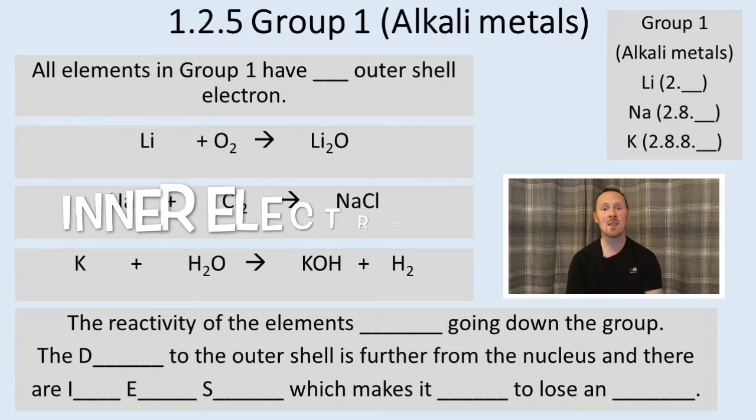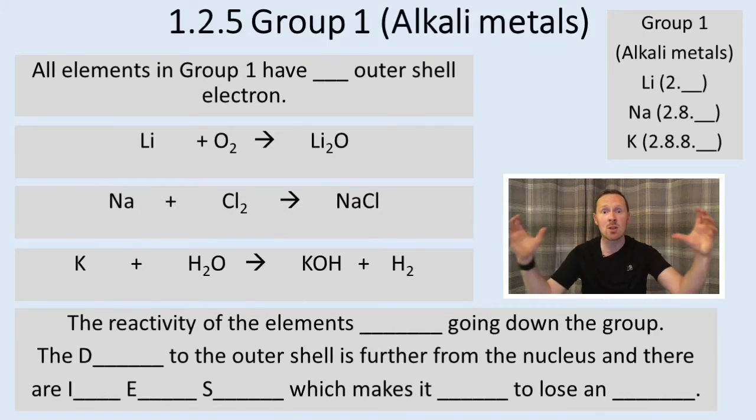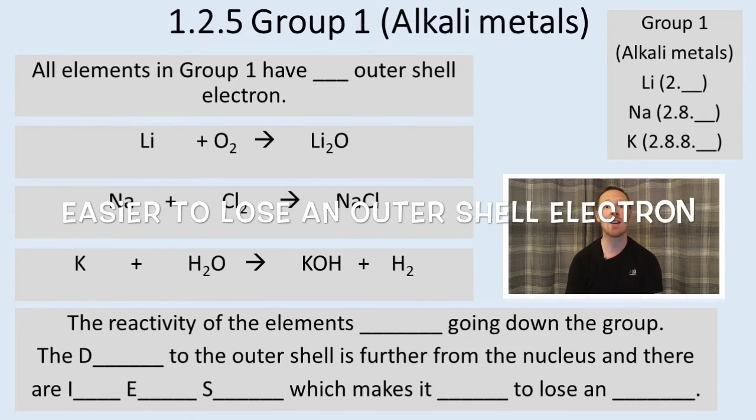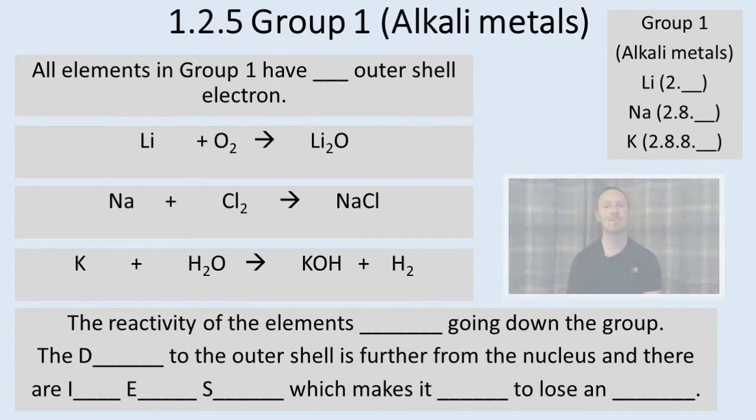The other thing is this: there's inner electron shielding. So the IES stands for inner electron shielding, which stops the outer electrons being attracted to the nucleus. What this means is that it's easier to lose an outer shell electron. Therefore, as you go down the group 1 metals get more reactive. Make sure you can explain the reactivity of group 1 metals before you move on.